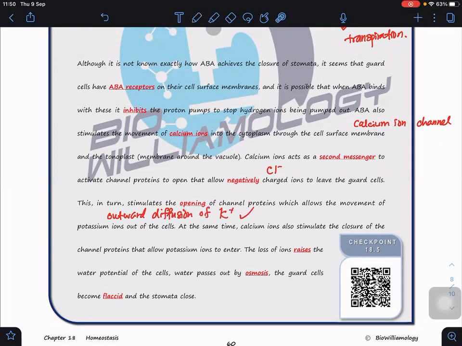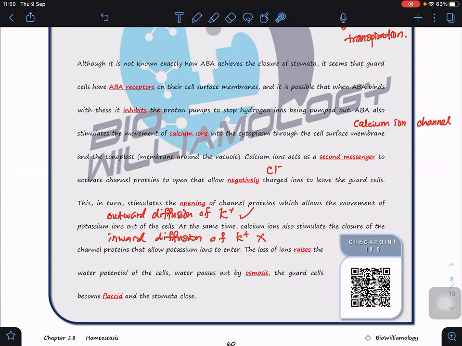But at the same time, calcium ions also, as a second messenger, stimulate closure of the channel proteins that allow potassium ions to enter. This means that the inward diffusion of K plus is now stopped. Are you clear? So the plants actually have two kinds of ion channel. They can allow ions to move in or move out. It's more specific in this case.